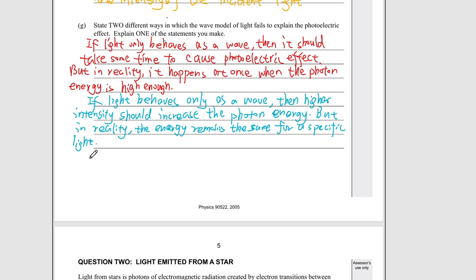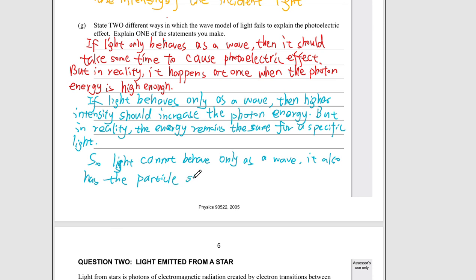So light cannot behave only as a wave. It also has the particle side, and we call this the duality of light. So this is one of my favorite questions.